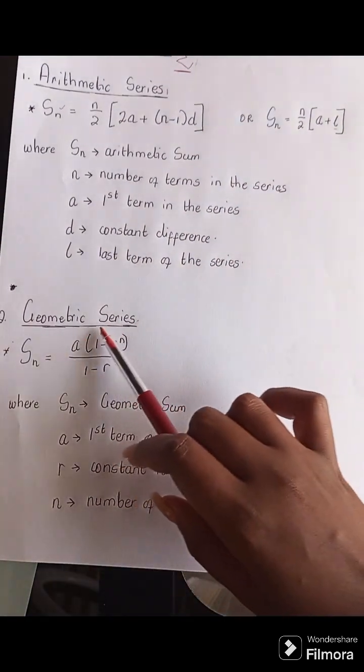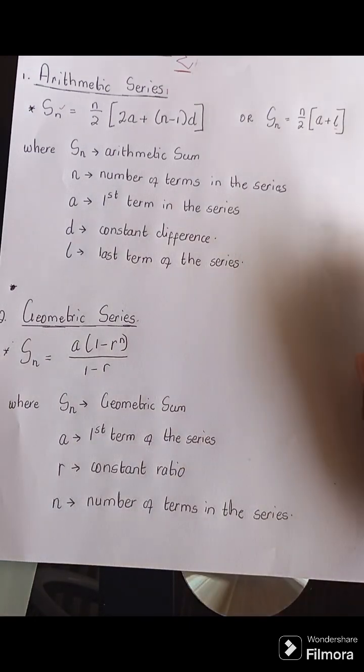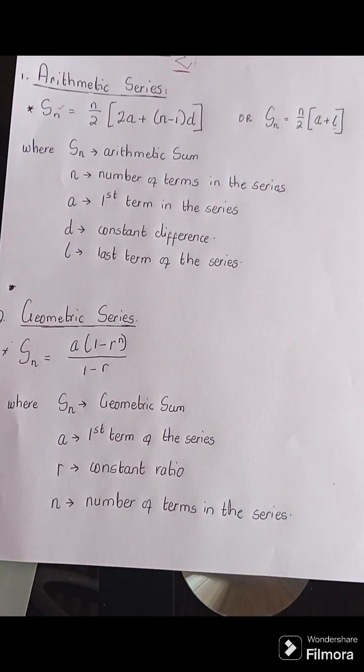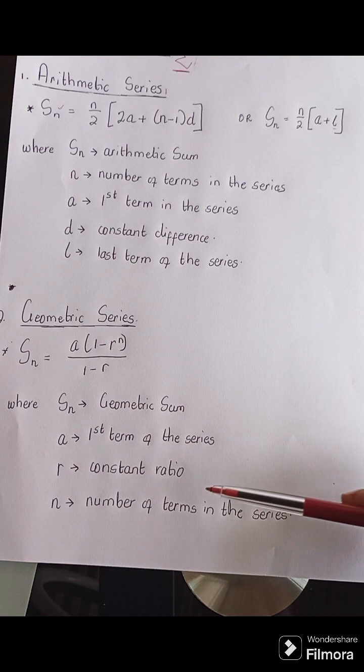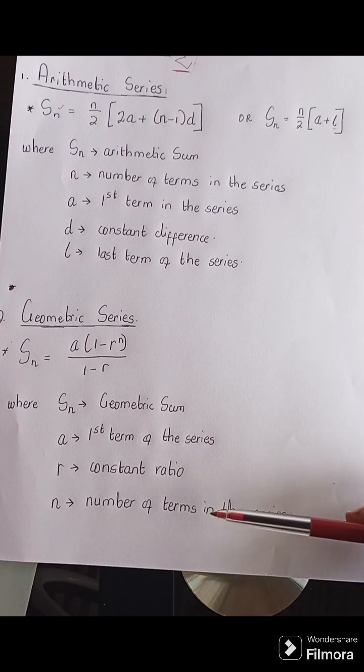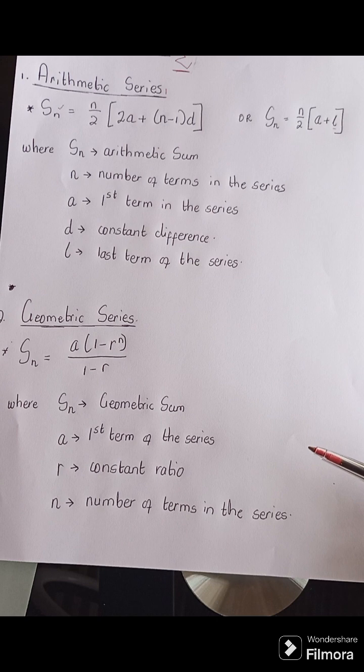Similar with a geometric series, we also have a formula. Sn is equal to a into (1 minus r to the power of n), all divided by (1 minus r). Again, you must know what the variables stand for. You have Sn, the sum. You have a, the first term, r, the constant ratio, and n, the number of terms in the series. So if you understand these two formulas, the formula for the arithmetic series and the formula for the geometric series, then you are not going to have problems when it comes to sigma.